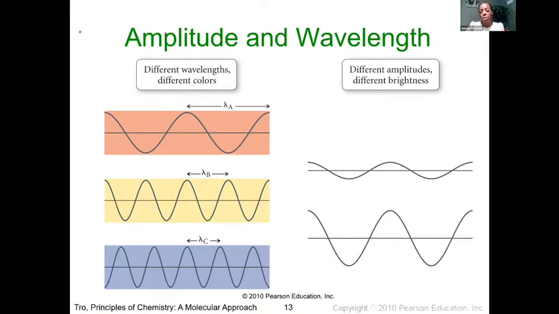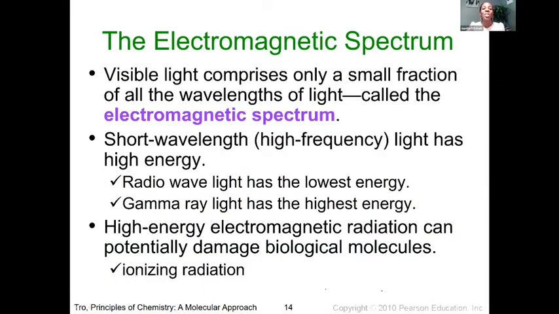Also, the amplitude, or again, the height of those waves, will dictate some of the different colors that we're able to observe. With the electromagnetic spectrum, it's important to remember that the visible light that we see often only represents a very small fraction of all the different types of wavelengths that exist. The different types of light, when placed in order, are what we know as the electromagnetic spectrum.